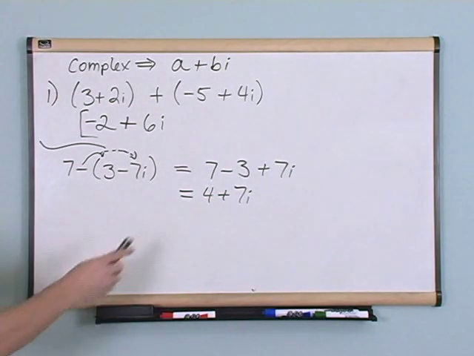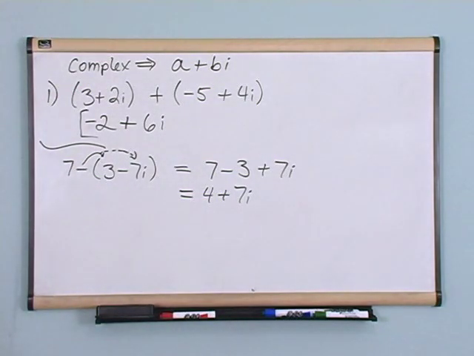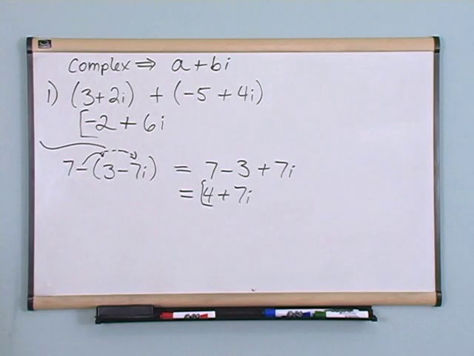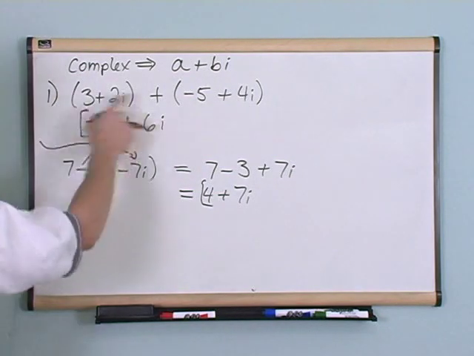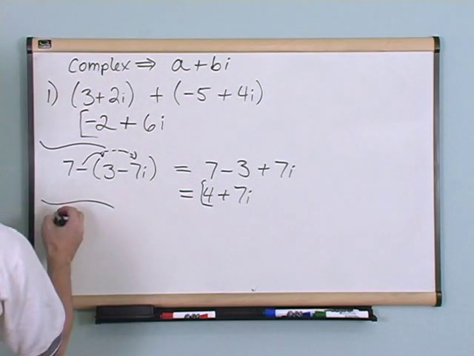And I can't do anything more with this because now I have a real part and an imaginary part, and I can't add them anymore. So this would be the answer. Okay? So you can see this stuff isn't really hard. You have a complex number and you just add the real parts, you add the imaginary parts. No sweat. Now let's try some multiplication of complex numbers.